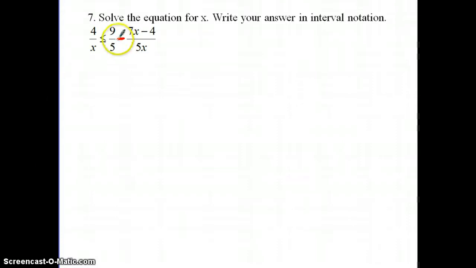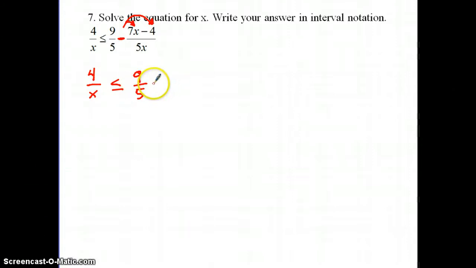Whenever you have a negative in front of a rational expression, remember a rational expression is essentially a fraction that has unknown values like x. You have to remember to distribute the negative to the terms in the numerator of the rational expression. So I always like to just get rid of that negative from the get-go so I don't forget about it at all. And this is 4 over x is less than or equal to 9 over 5.